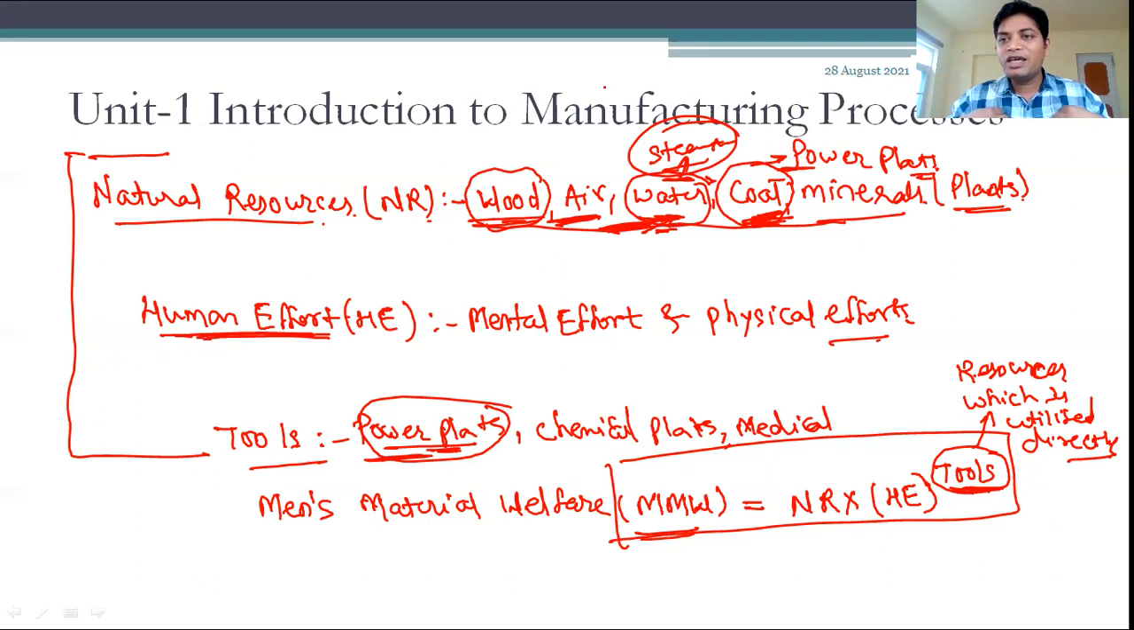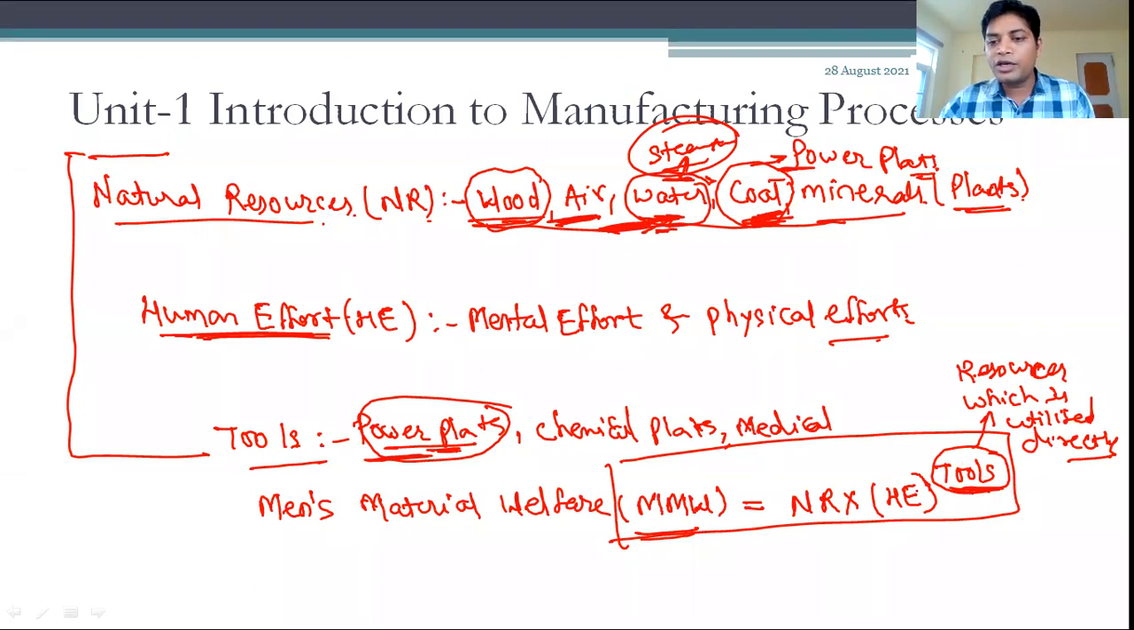Now we are wearing these clothes. These are coming from the chemical industries. By the way, the sellers are just selling it, but we are getting it from the chemical industry. So directly we are using it from there. So that is a tool.